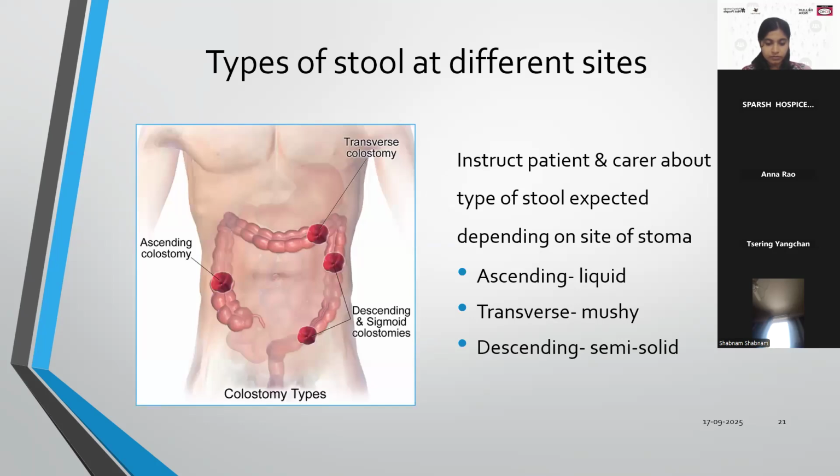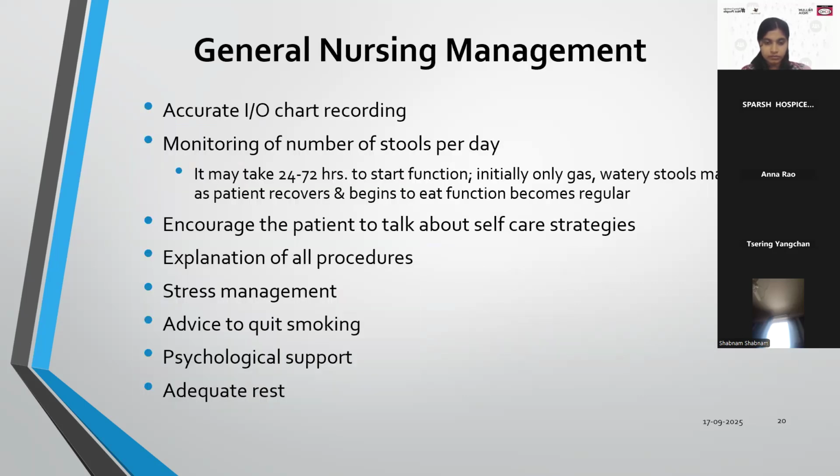An accurate intake and output chart should be maintained. Monitor the number of stools per day, how many are there. It may take around 24 to 72 hours for the stoma to start functioning. Initially only gas may be coming. As the patient's diet is resumed, slowly the fecal material will appear in the bag. The type of stool will depend on where the stoma is made, so we will see that further.